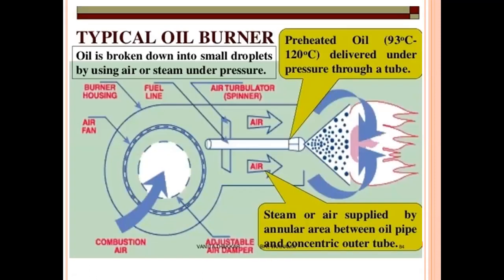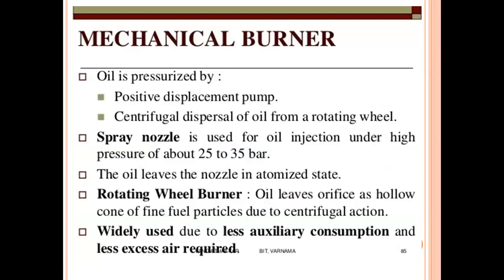So, typical oil burner. Oil is broken down into small droplets by using air and steam under pressure. Preheated oil at 93 degrees Celsius to 120 degrees Celsius is delivered under pressure through a tube. Steam or air is supplied by the annular area between the oil pipe and the concentric outer tube.